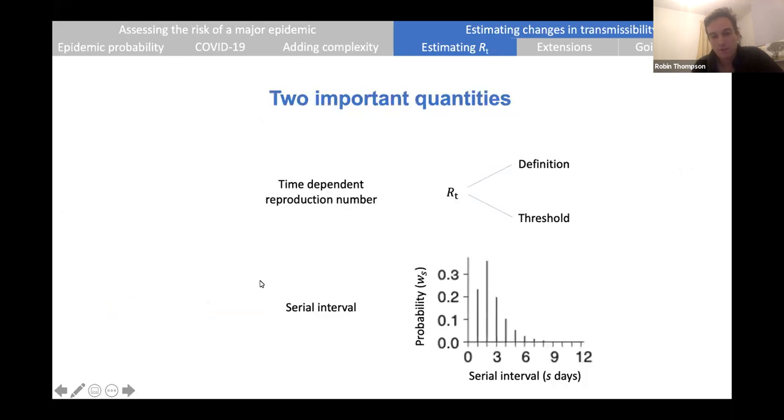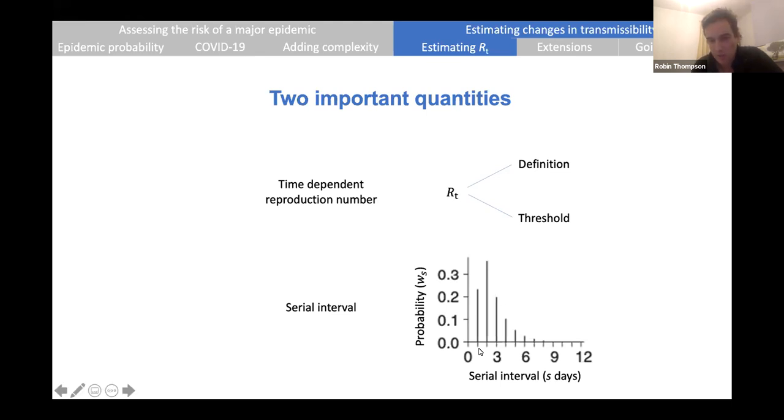And so, I won't go into this in too much detail, but of course, the two important quantities you need to know about are the time-dependent reproduction number. So in other words, the number of cases of disease arising from an infected individual in the population at time t, and then also the serial interval. So a distribution describing the time between subsequent cases in the chain of transmission.